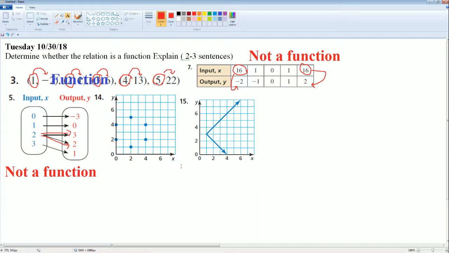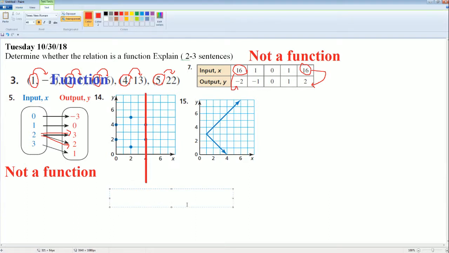Next. When it's in a graph, we use something called the vertical line test. If we draw a line straight down, and if it passes through more than one point, we will say it is not a function. If I draw the line down here, how many points do I pass? 2. If I draw a line down here, how many points do I pass? 2. How many points do I pass through here? 2. Doesn't work. We would say this one is not a function.